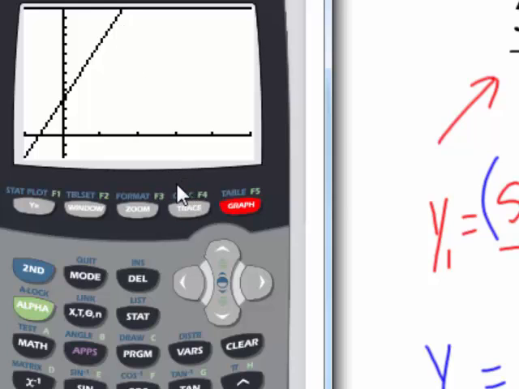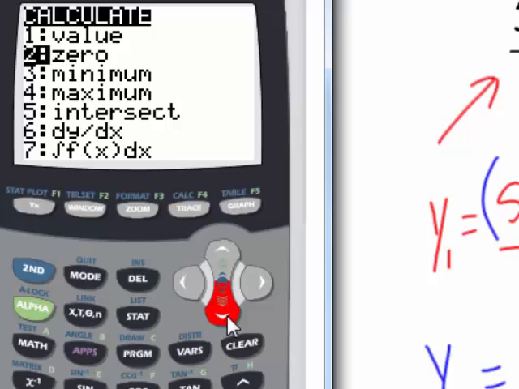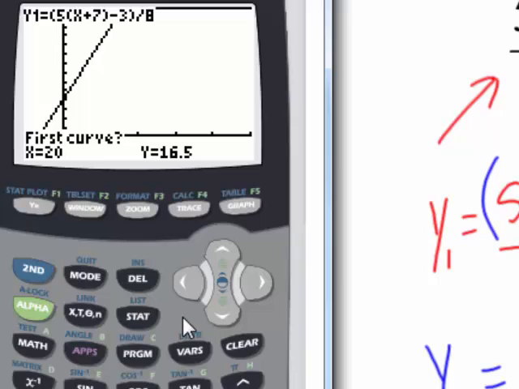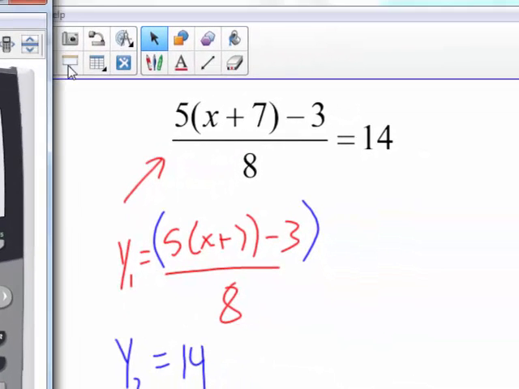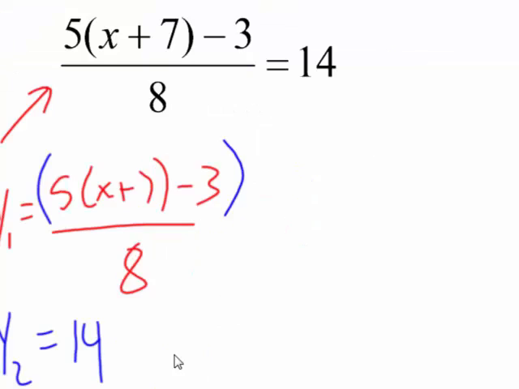So remember, you got this little calc function right here. So second, calc, I want the point of intersection. And I can just hit enter 3 times. It's just going to find it every time for you. There we go. So x equals 16. All right, so now let's actually solve this bad boy.